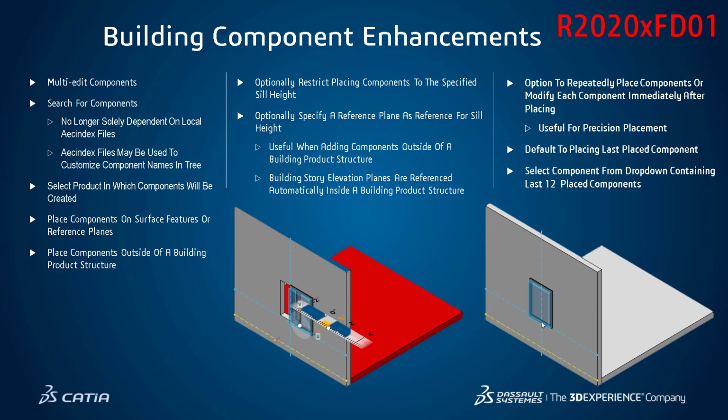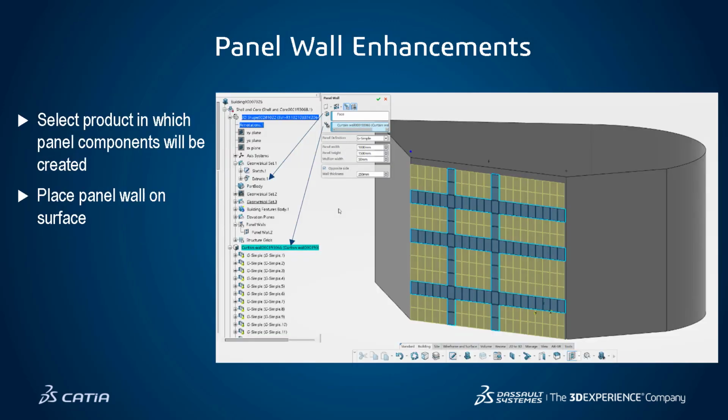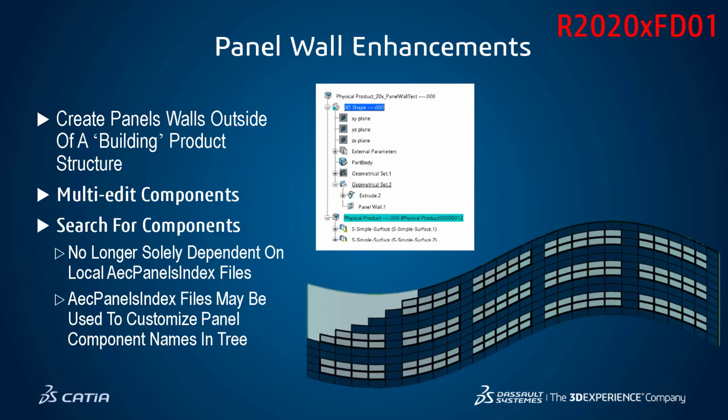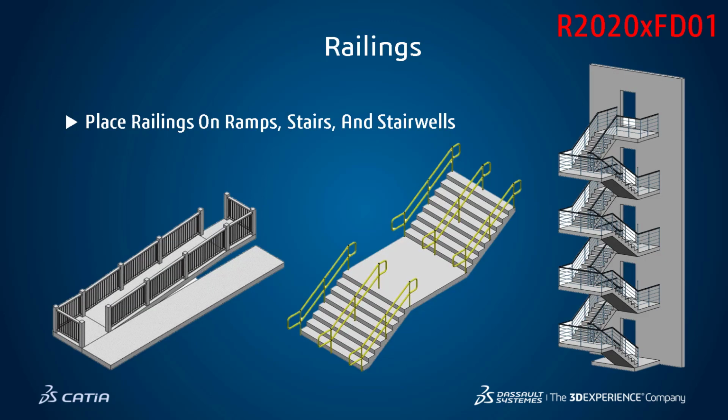You can also now instantiate components through the search command, which is a big enhancement. Panel wall, you can now create panel walls on surfaces. You don't need to create these on just a building massing. And similar to the instantiating of components, you can now do that through the search command as well. And finally, a very long awaited feature in 20x are handrails.